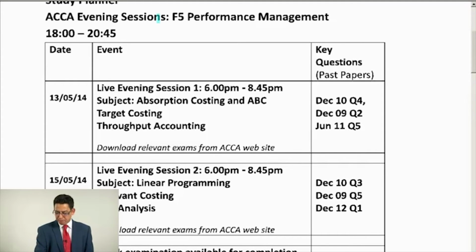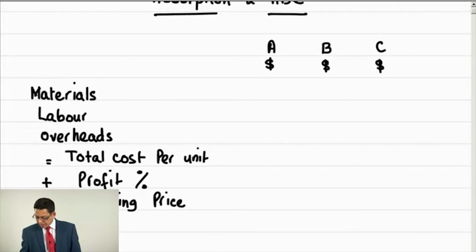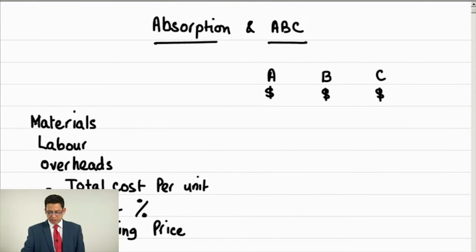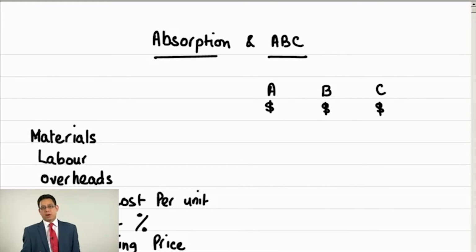The question we have picked up is December 2010, question number 4, which you can download from the ACCA website. You might have downloaded it already. So here we go. Let's have a look at activity-based costing and absorption costing together. Whenever an activity-based costing and absorption costing question comes, the first part is the computational part.